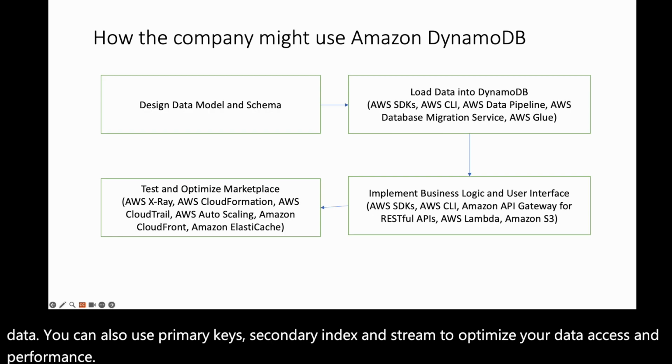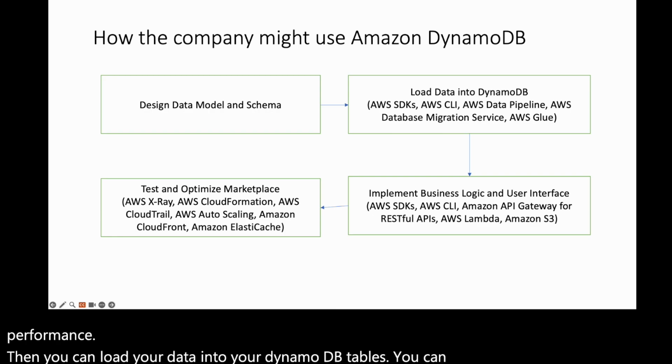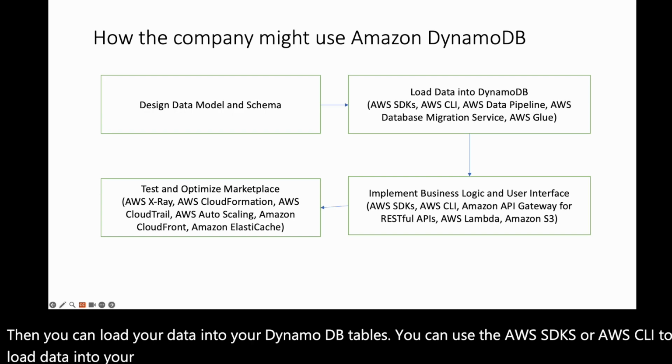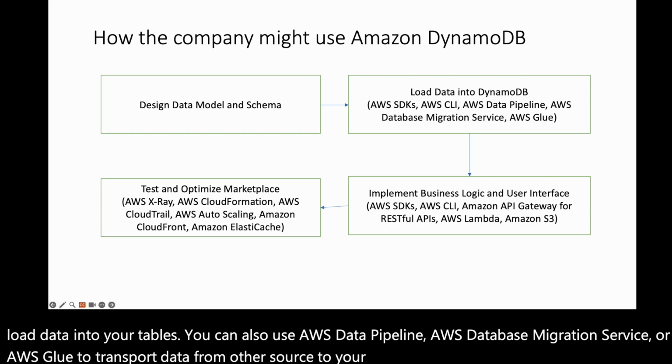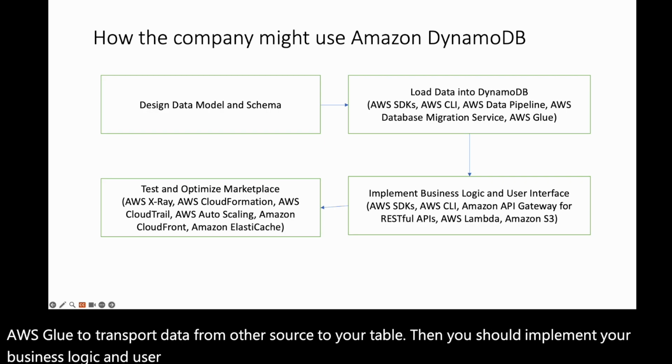Then you can load your data into your DynamoDB tables. You can use the AWS SDKs or AWS CLI to load data into your tables. You can also use AWS Data Pipeline, AWS Database Migration Service, or AWS Glue to transfer data from other sources to your table. Then you should implement your business logic and user interface for your online marketplace and website.